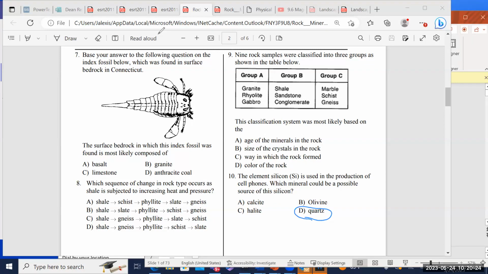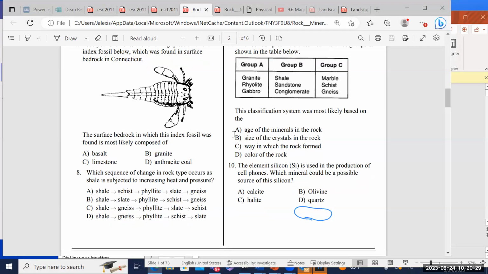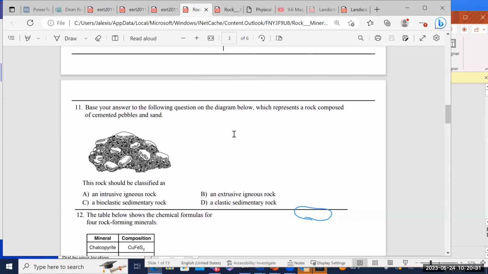All right. Let's take a look at number 11. Number 11 states, base your answers to the following question on the diagram below, which represents a rock composed of cemented pebbles and sand. This rock should be classified as what? There's something in this problem that's going to give me a clue as to what type of rock it is. It says a rock composed of cemented pebbles and sand.